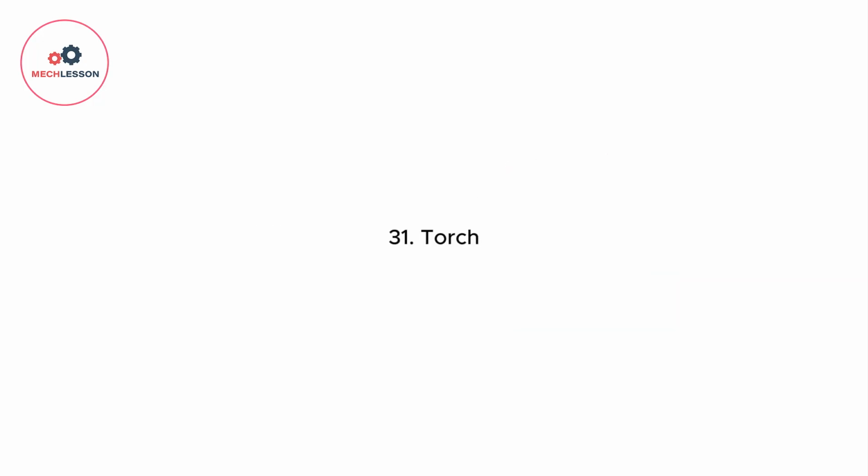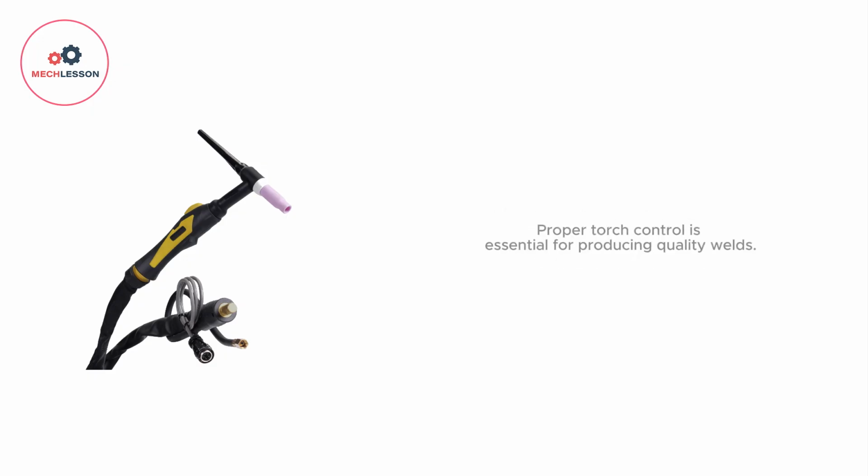31. Torch. In TIG welding, the torch is the tool that holds the tungsten electrode, delivers shielding gas, and conducts electrical current. Proper torch control is essential for producing quality welds.